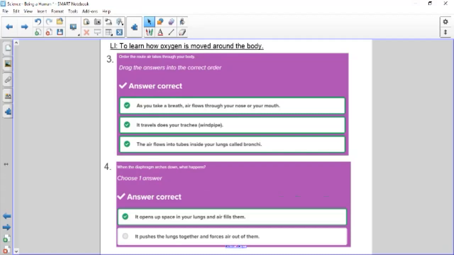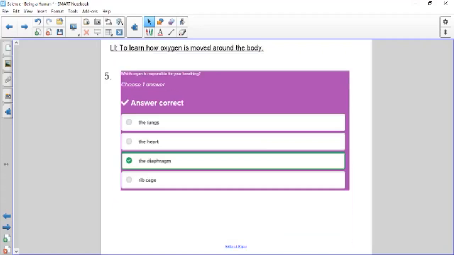When the diaphragm arches down, what happens? It opens up space in your lungs and air fills them. And the last question, which organ is responsible for your breathing? The correct answer is the diaphragm.